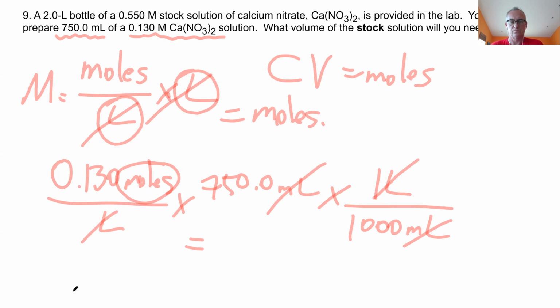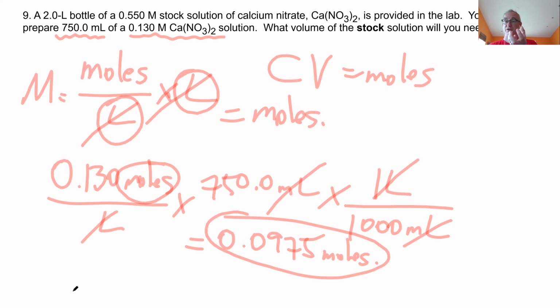97.5 moles. That seems like an awful lot. Okay, wait, let me try it again. 0.0975. That sounds a little more reasonable. I forgot to divide it. There you go. You have to divide it by 1,000. Right. So that's how many moles I need. That's how many moles I need to get from the concentrated stock solution. I need to get that many.